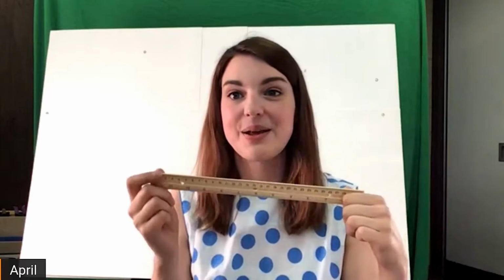If you don't have graph paper at home, you can make your own graph paper by taking a regular sheet of paper and drawing lines this way and this way to make a grid. If you don't have Post-it notes, you can cut your own squares of paper. You take any piece of paper and cut it into squares that are 3 inches by 3 inches.